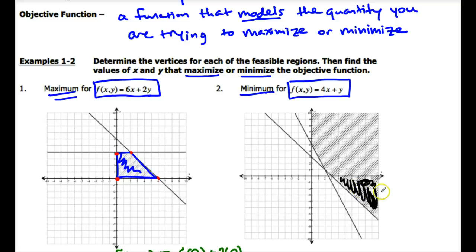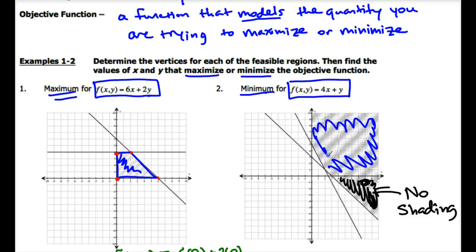I don't want that to be there. So if you just want to make a note to yourself, there's no shading there, or there's not supposed to be anyway. The problem should just have shading up here. So I'll go ahead and outline that in blue. This is the only area I want there to be shading in.